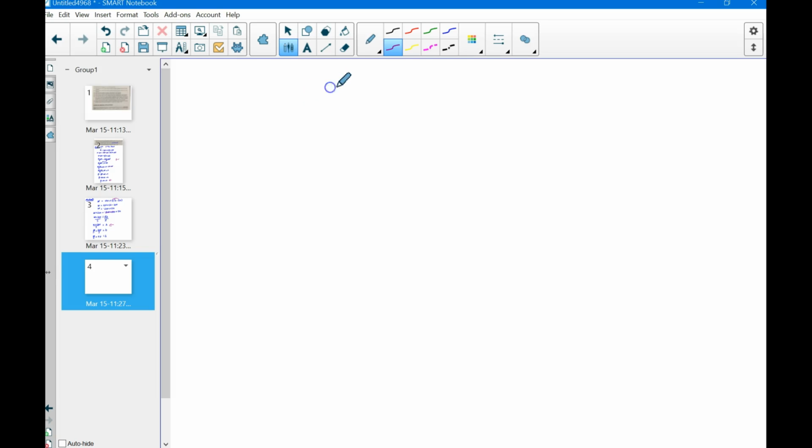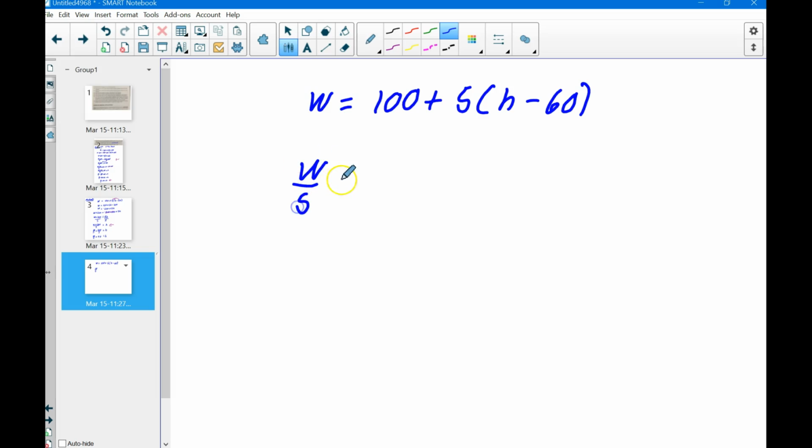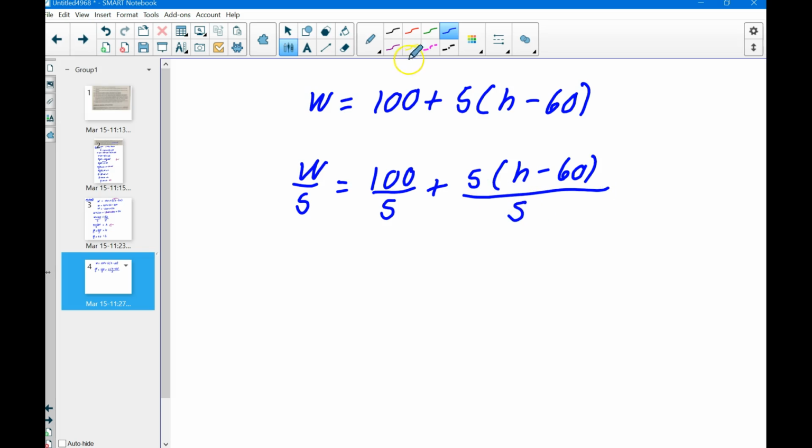And finally, if you want to, you could even do it one more way. W equals 100 plus 5 outside of H minus 60. Well, this time what we can do is divide by 5 right away. So I have W divided by 5 equals 100 divided by 5 plus 5 times H minus 60 divided by 5. And now this time, these two 5s are gone right away.